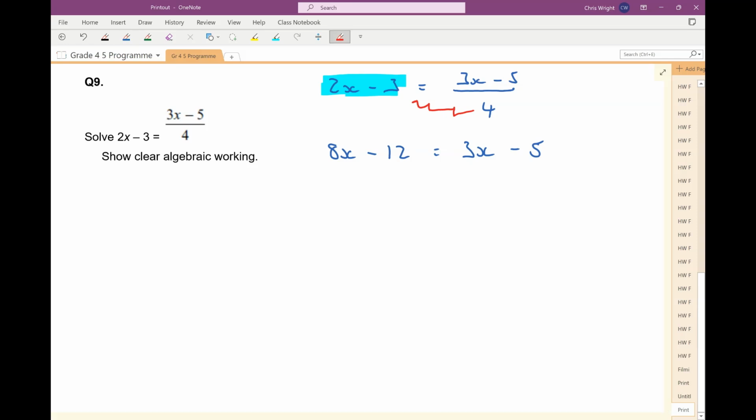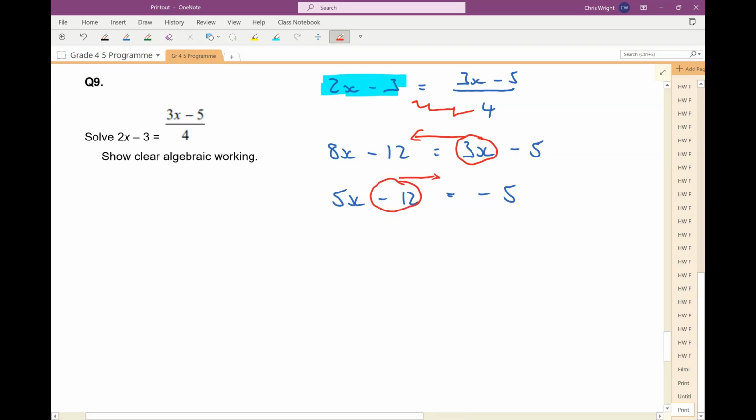Right, which side has the fewest x's? This side. So float and ping those. That's going to become minus 3x. So I'm going to have only 5x minus 12 now equals minus 5. Float and ping the minus 12 becomes a plus 12. So I've got 5x remaining on the left. Minus 5 plus 12 is 7. Escalate down the 5. X equals 7 over 5, which is, on my calculator, 1.4.